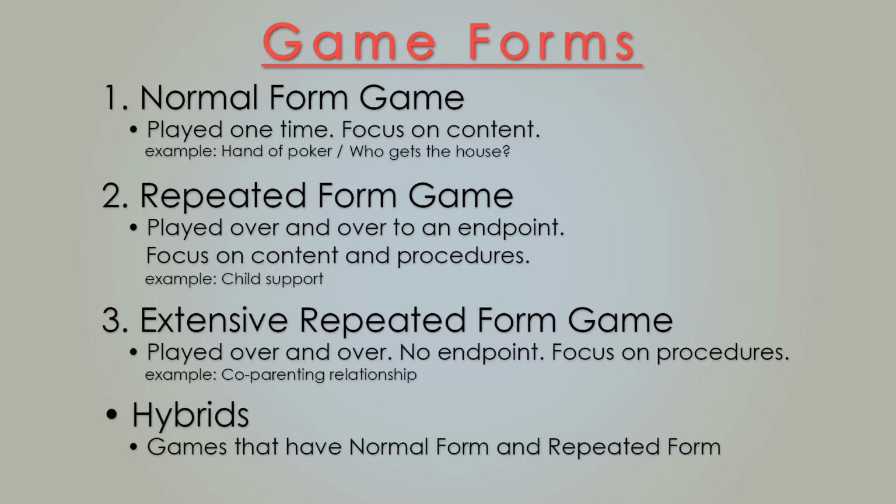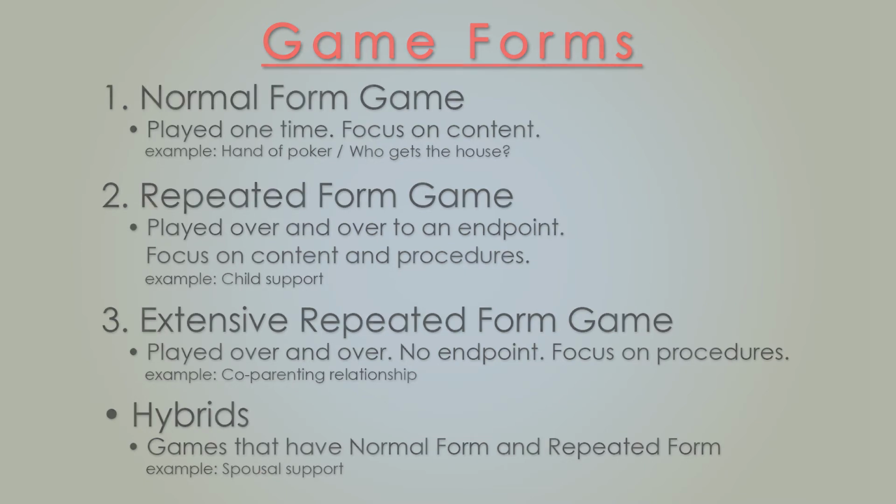Sometimes there are hybrids in which there's a normal form game and a repeated form game. Spousal support can be that hybrid. There might be an initial award of a certain amount of spousal support up to a date certain, and yet that can be challenged again in the future in court, and the game can be played again. In game theory directed bargaining, the solution is a plan at the time of the day of the judgment of divorce for the parties' futures.